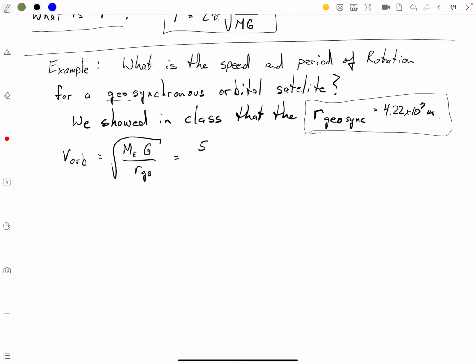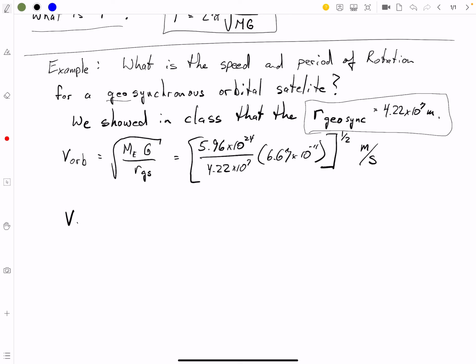Plug in a few numbers, 5.96 times 10 to the 24, and we're going to divide that by 4.22 times 10 to the 7. And then all of that times 6.67 times 10 to the minus 11. And over the whole thing, we're going to take the square root. I know my algebra is good, so I'm just going to slap a meters per second on there because that's what our units should be in the end.